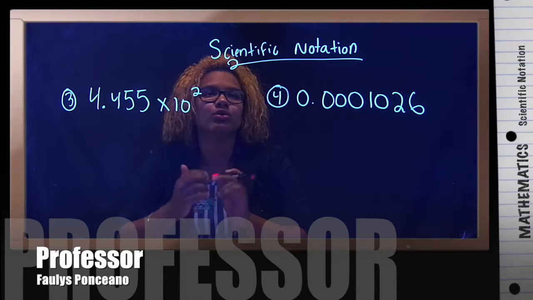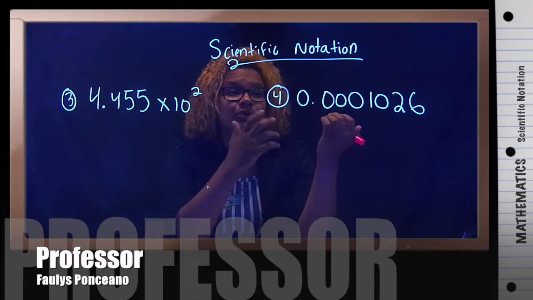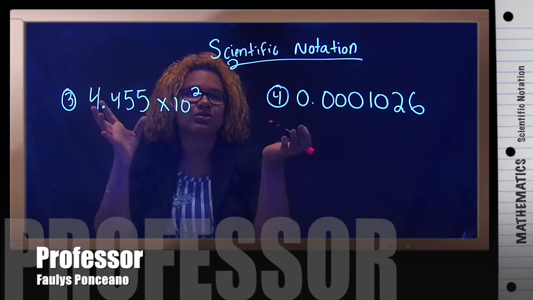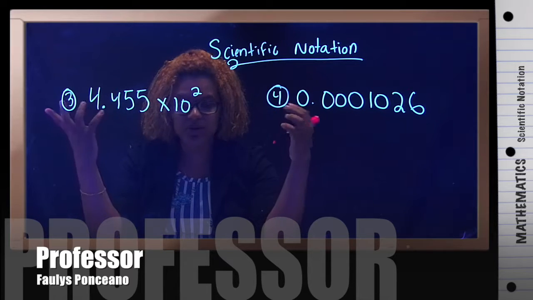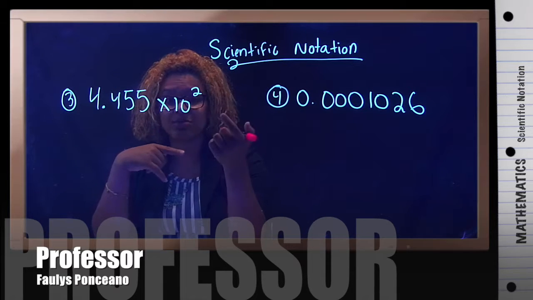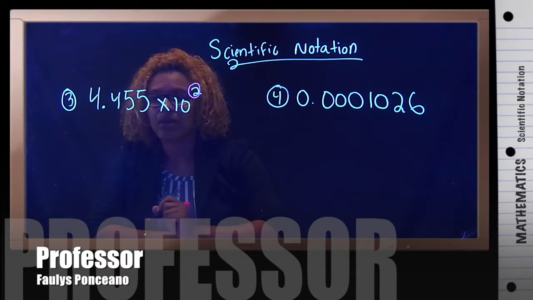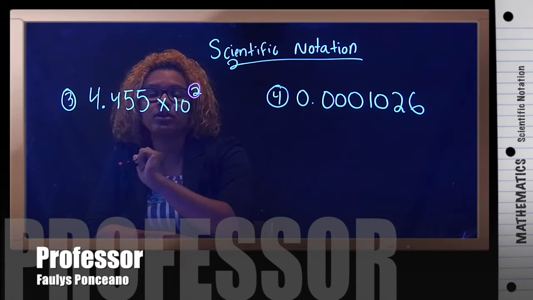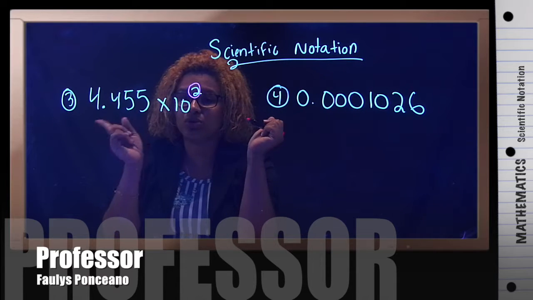In these examples, we're going to convert from scientific notation to standard, and then we're going to go from standard to scientific notation. Scientific notation is simply a way of writing an answer. Instead of having a huge number or a very, very small number, we write it this way using exponents. When the exponent is positive, you're going to move the decimal to your right. If the exponent were negative, you're going to move the decimal to your left.